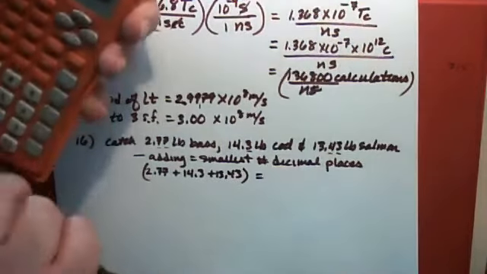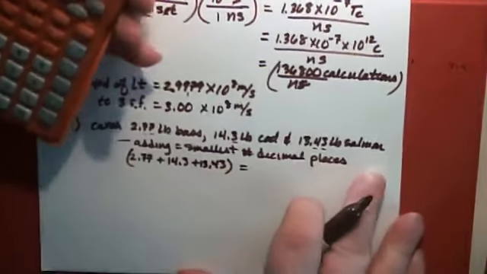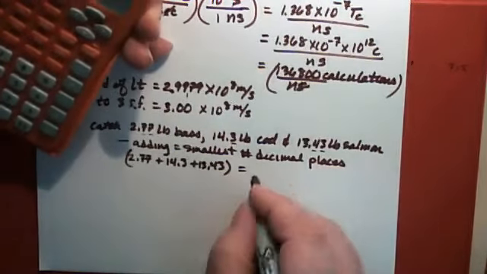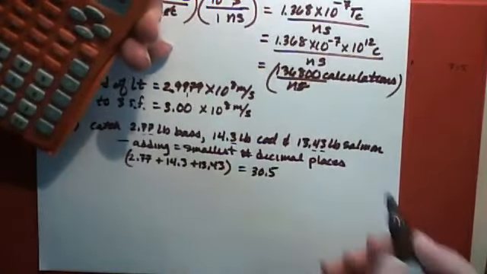All right, so 2.77 plus 14.3 plus 13.43 gives us 30.5. It comes out with the right number of decimal places anyway. Let me try that again just to be sure. Yep, 30.5. 1 decimal place, that's what we need.